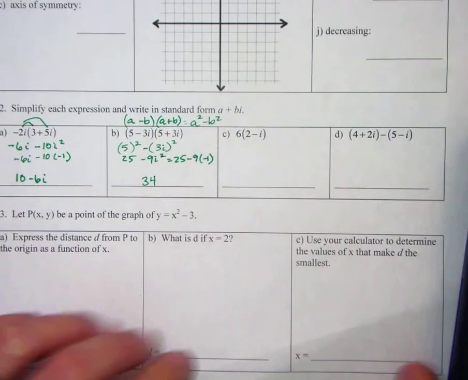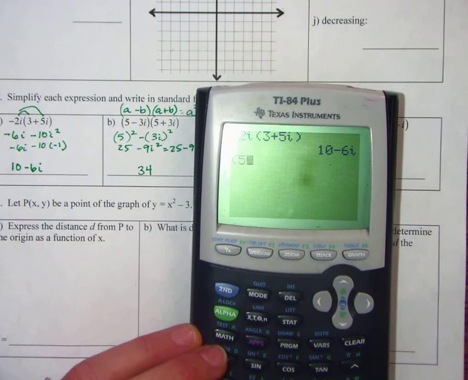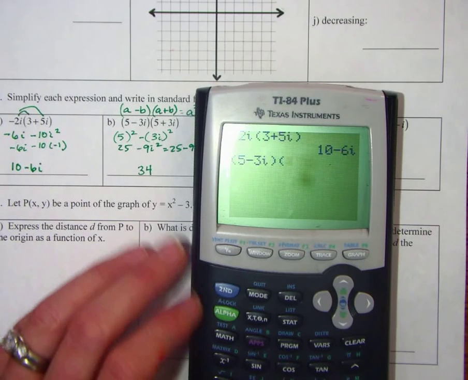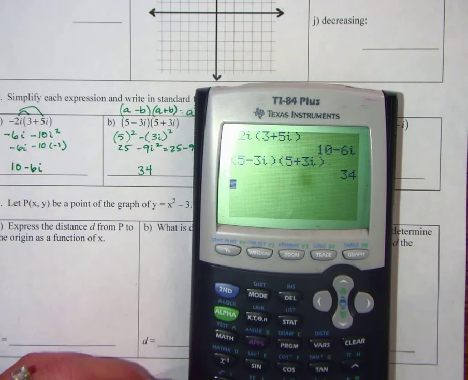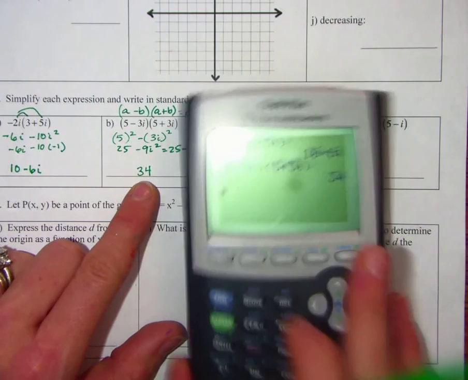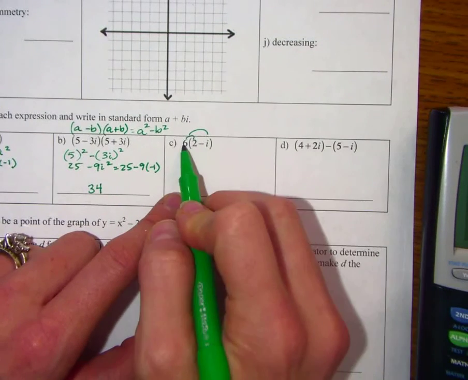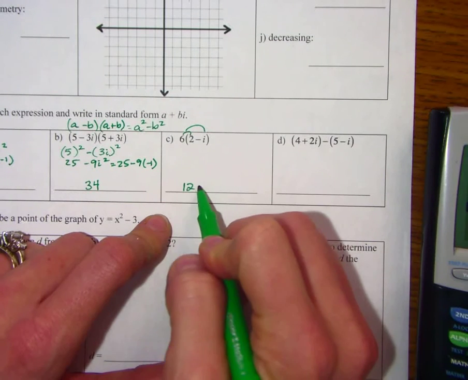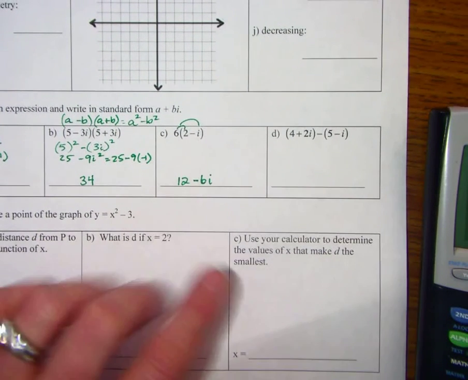So go ahead and use your calculator to check your work. We get 5 minus 3i times the quantity 5 plus 3i in parentheses, and then sure enough we get 34. All right, to the next problem. This is an easy distribution. 6 times 2 is 12. 6 times negative i is negative 6i. Check with your calculators if you like. I feel pretty good about that answer.